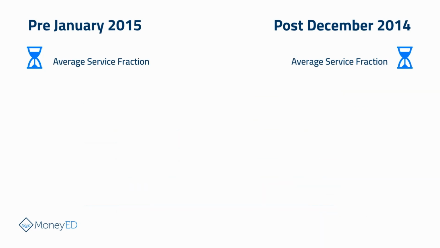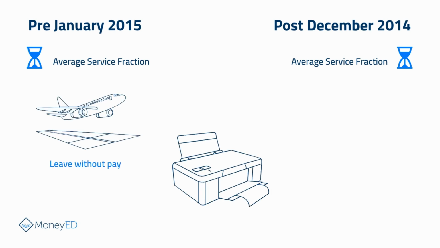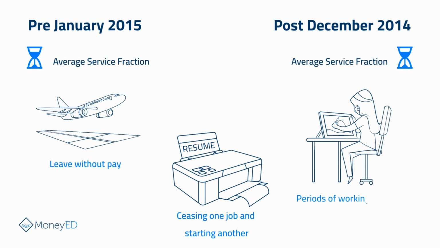The average service fraction measure reflects your level of full-time employment and any allowances throughout your DBD membership. This can be affected by periods of leave without pay, ceasing one job and starting another, or periods of working part-time. If you have always worked full-time, your average service fraction will be 100%.